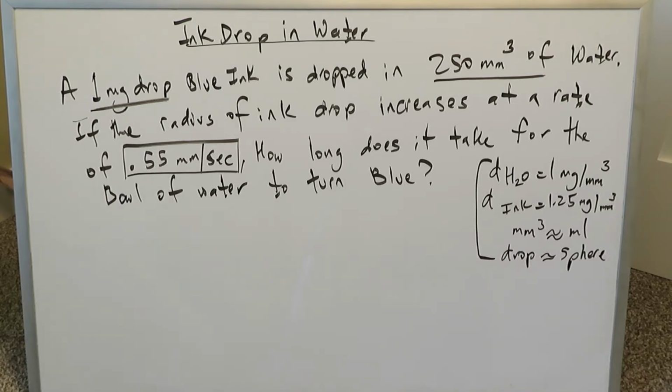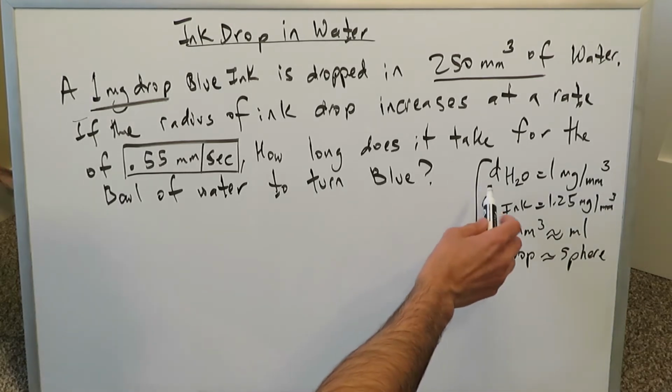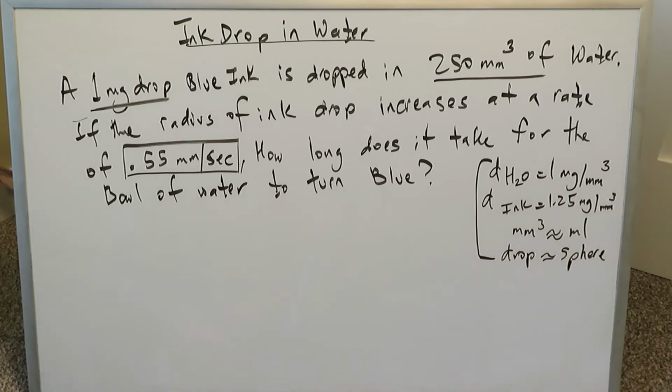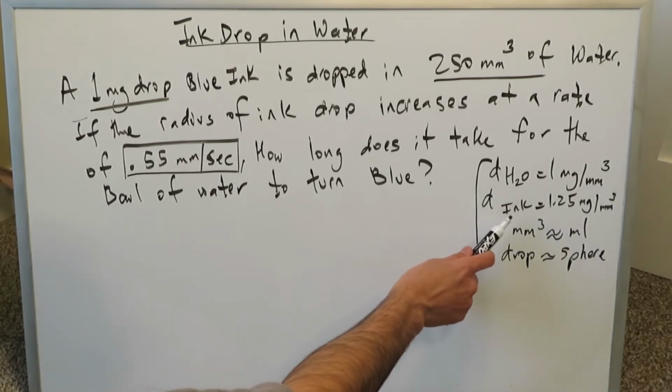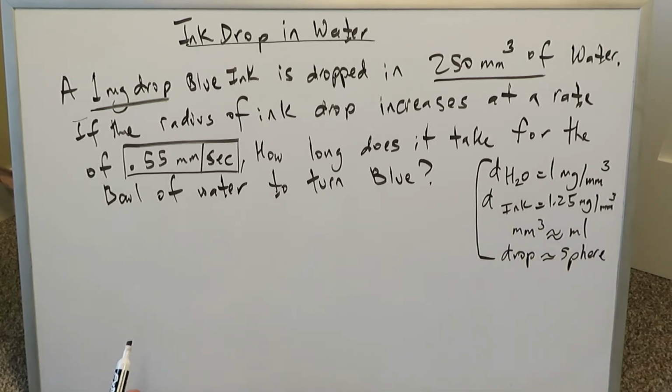What are some of the factors we must know from the very beginning? We need to know that the density of water is always 1, meaning 1 milligram per millimeter cube. You have 1 milligram in terms of matter of water molecules per 1 millimeter cube of that solution. We also have a density of ink listed here as 1.25, same units, and we assume that 1 millimeter cube is synonymous to an ml, a milliliter.